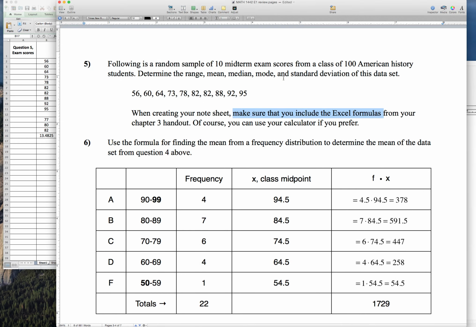When you enter all of that information onto your exam, please make sure that you write the Excel formula down if you used it, so that I know that's how you got the answers, and that will count as your work for that question. So that's the end of that question.